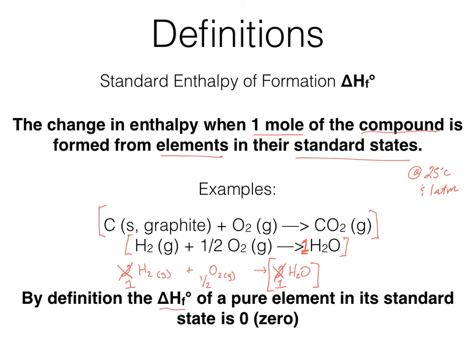And by definition, the enthalpy of formation of a pure element in its standard state is 0. So the delta H of formation of this standard carbon graphite is 0 joules. Also for this O2 is also equal to 0 joules.